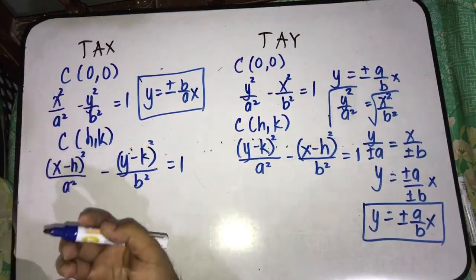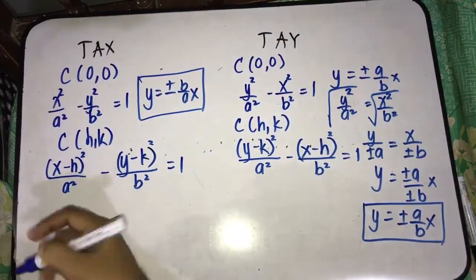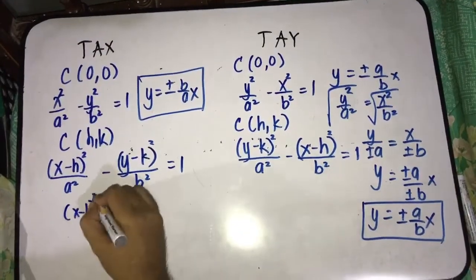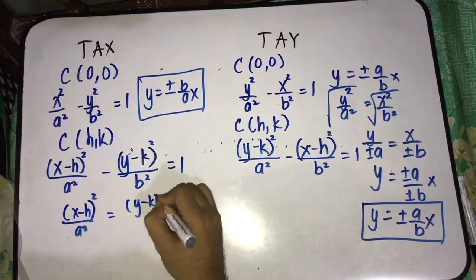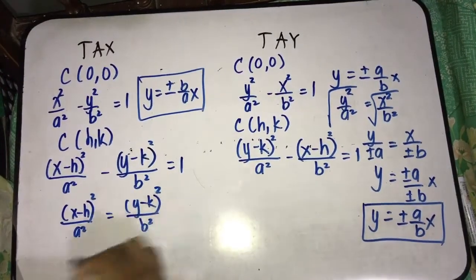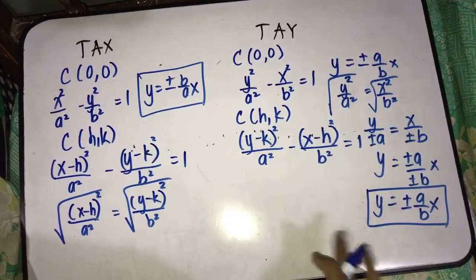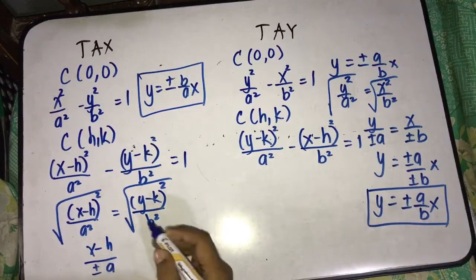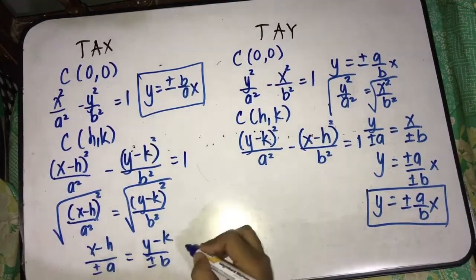Okay, what if the center is now located at (h, k)? What will be the equation of the asymptotes? For the equation of the asymptotes, if we have (x minus h) quantity squared over a squared, we just equate this to (y minus k) quantity squared over b squared. Get the square root of both sides, therefore, we'll be having (x minus h) over plus or minus a is equal to (y minus k) over plus or minus b.